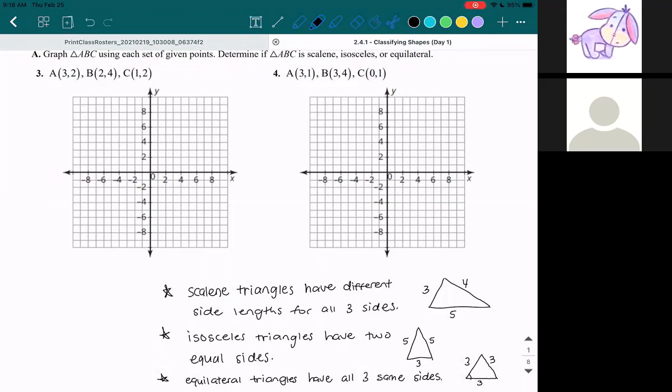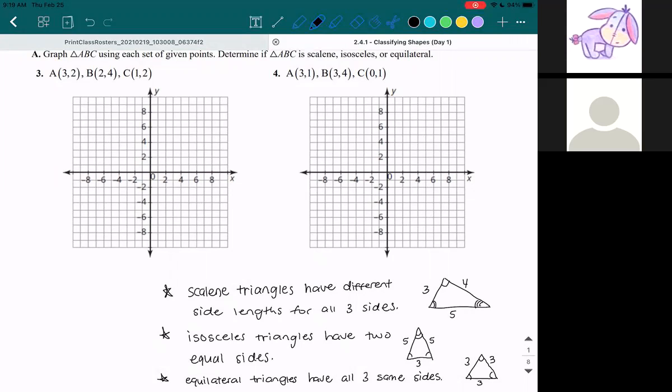And by the way, in an equilateral triangle, all three angles are the same as well. If all three sides are the same, all three angles are the same. For isosceles triangle, you have two same sides, 5 and 5, and so these are going to be equal angles. The last angle is going to be different. Isosceles triangles have two equal sides and also two equal angles. And scalene triangles have different sides for every single side, so all different sides means all different angles. Equilateral triangles with three equal sides also have three equal angles. Okay, so hopefully that reminds you what a scalene, isosceles, and equilateral triangle are.